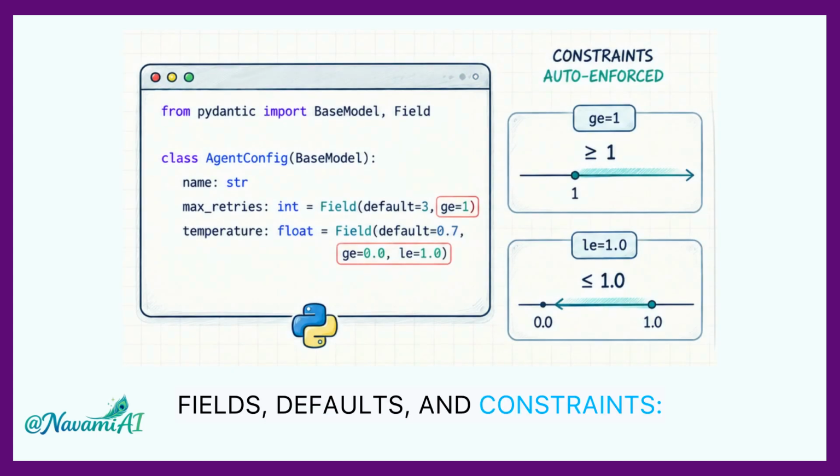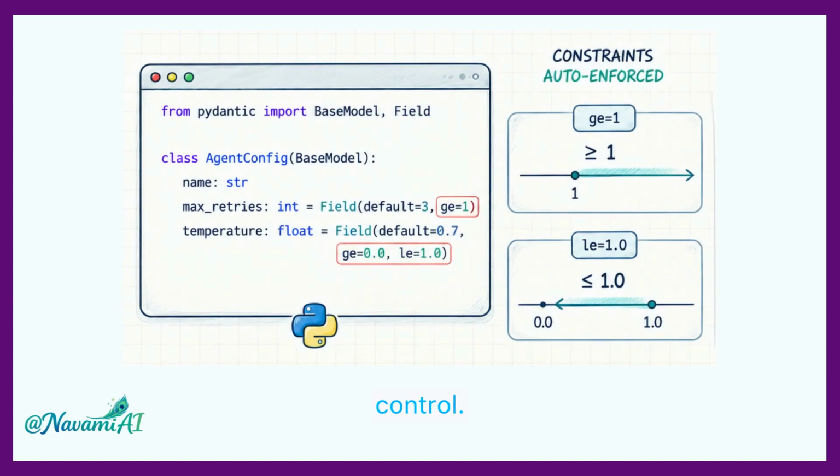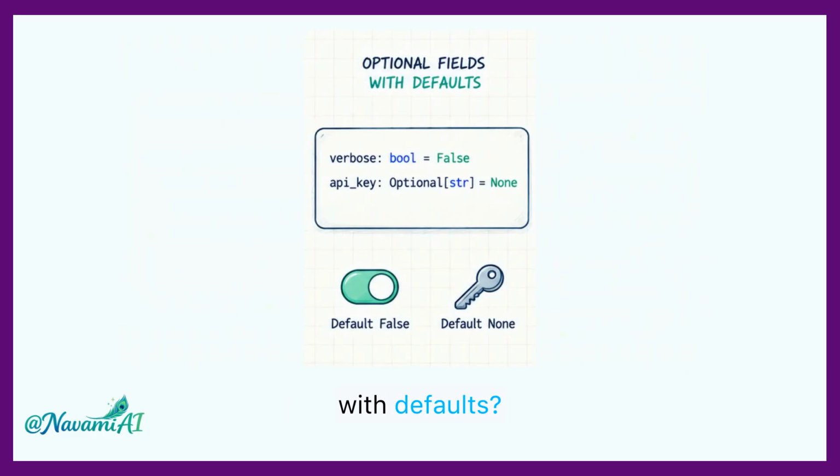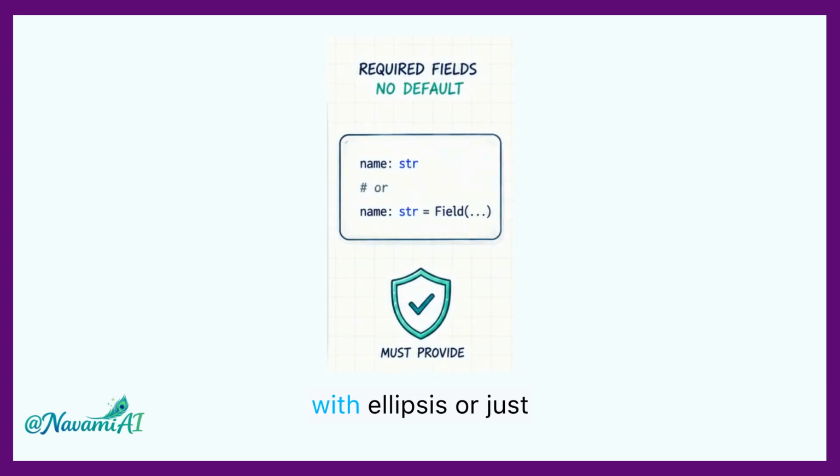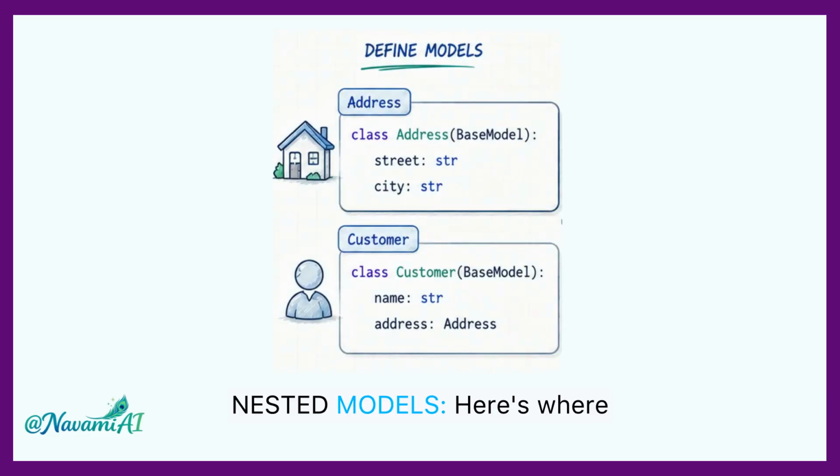Fields, defaults, and constraints. Real models need more control. That's where Field comes in. Have a look at the example. The ge=1 means greater than or equal to 1. The le=1.0 means less than or equal to 1.0. Pydantic enforces these automatically. You don't write a single if statement. And for optional fields with defaults, just set the default value on the annotation, such as verbose: bool = False. Required fields use Field with ellipsis or just no default at all. Simple and readable.